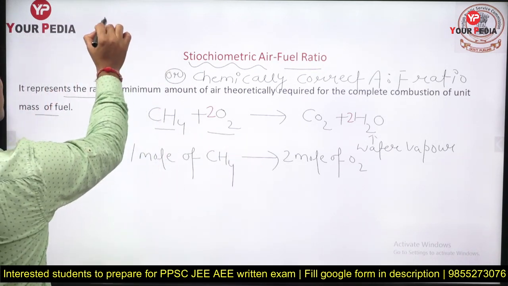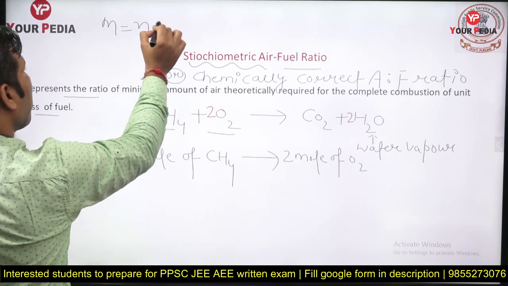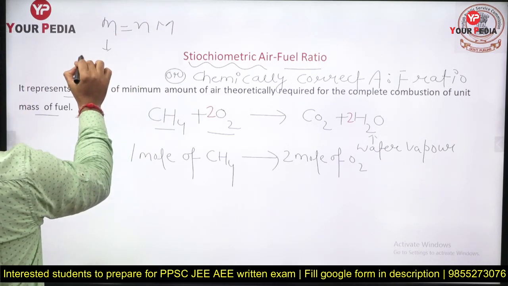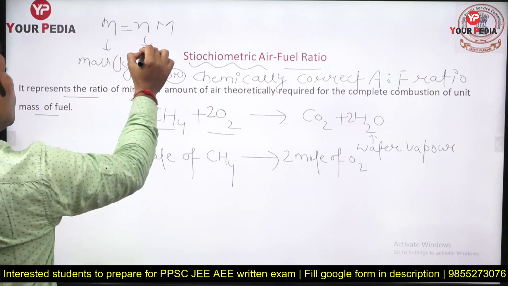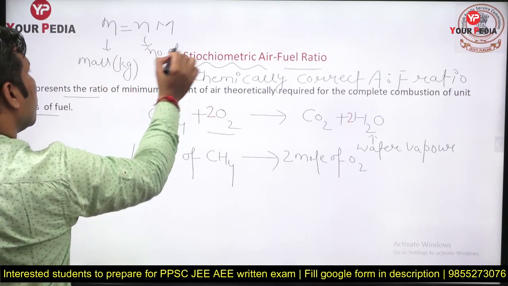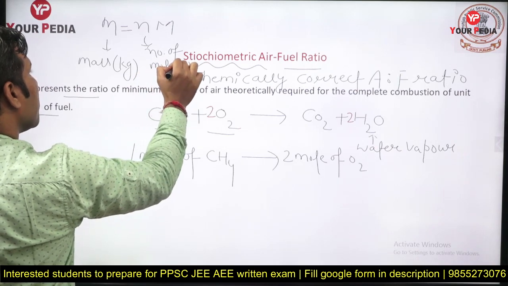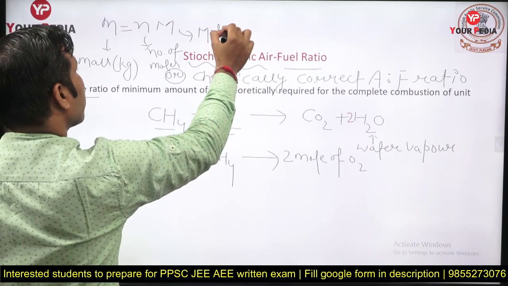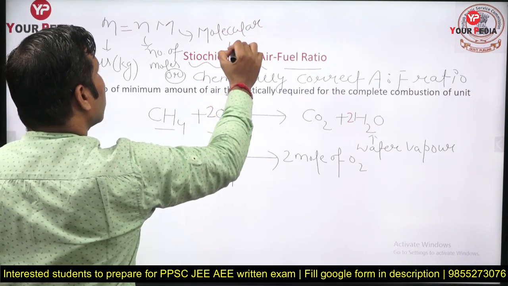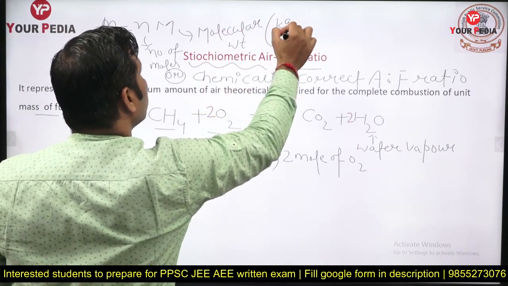You know guys, mass m is nothing but N times M, where this m is the mass in kg. This is the number of moles. And what is this? This is the molecular weight, in kg per kilomole.